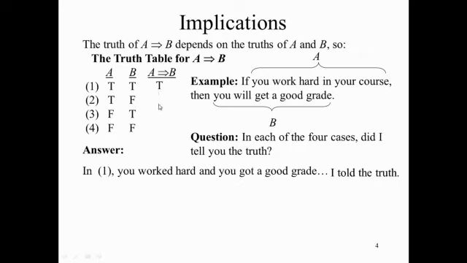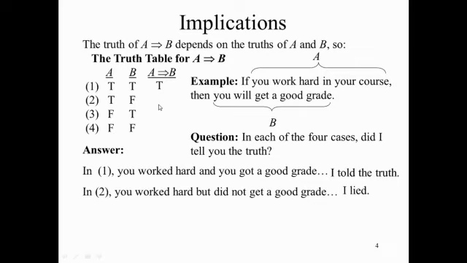Let's go to row 2. In row 2, A is true and B is false. A is true, you worked hard in your course. B is false, you did not get a good grade. I said to you, if you work hard in your course, then you'll get a good grade. You worked hard, you didn't get a good grade. Did I tell the truth? No. I think we can agree that in that case, I lied. And so for row 2, let's put an F in there.